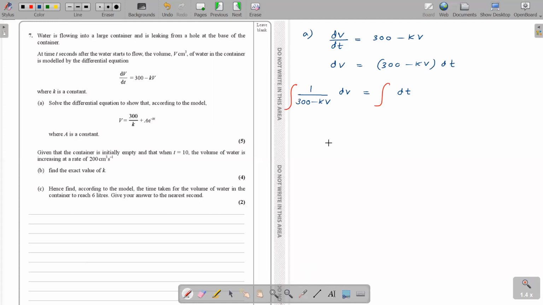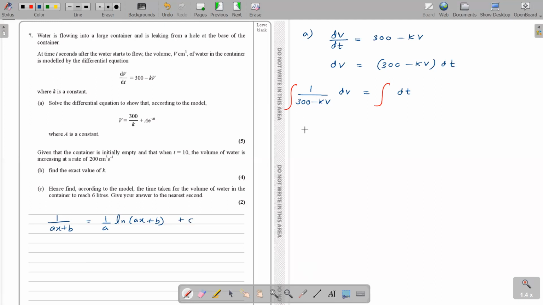Okay, so then let's integrate 1 over 300 minus kv. The integration of 1 over ax plus b is what? The integration of 1 over ax plus b is 1 over a ln of ax plus b. This is the rule, right? I think I showed you the integration rules in the previous question as well.